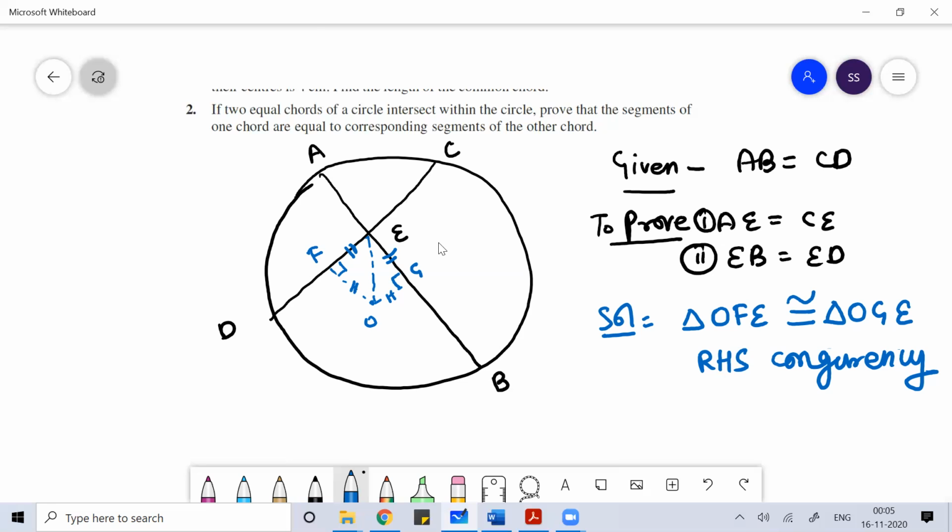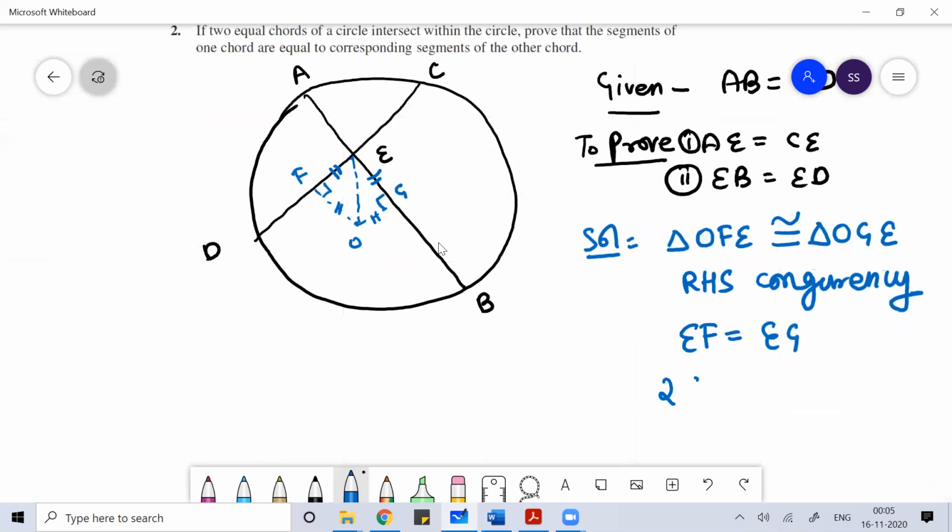So if they're equal, then it means EF is equal to EG. So if EF is equal to EG, then 2 times EF will be equal to 2 times EG. So that means DE will be equal to EB.